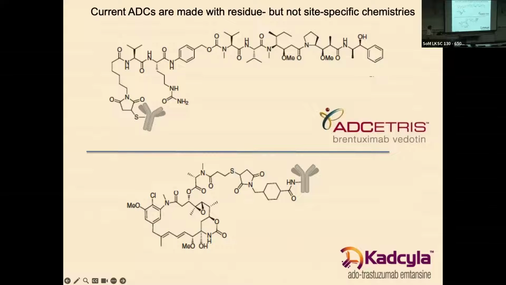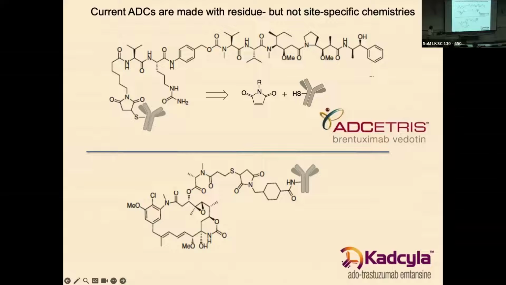Okay, Adcetris is used to treat certain leukemias. Kadcyla is used to treat HER2-positive tumors, like breast tumors or gastric tumors. And the way Adcetris is put together is through the attachment of this, the toxin part, this a linker part, but the chemistry involves cysteine side chains on the antibody, which can be exposed at the hinge region through doing some reductions on the antibody.